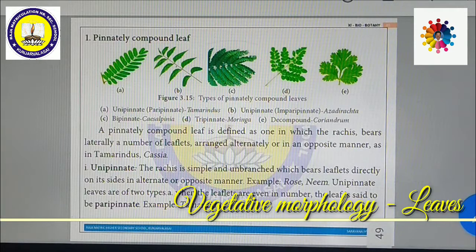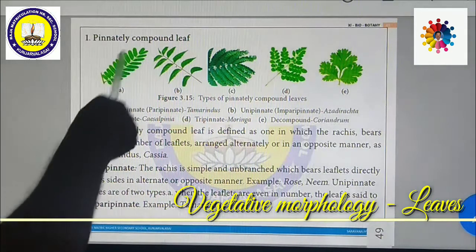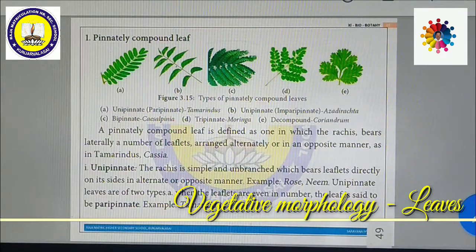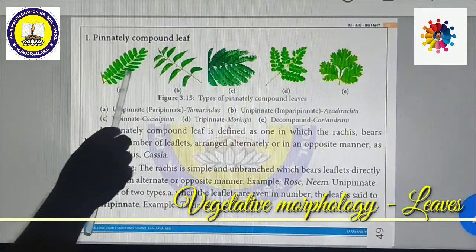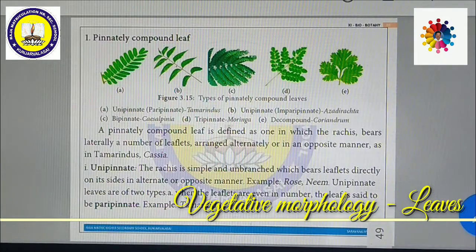A pinnately compound leaf is defined as one in which the rachis, the main midrib, bears laterally a number of leaflets arranged either in alternate manner or in opposite manner. See here, in every node there are 2 leaflets, so this is opposite. Here also opposite only. It may be either opposite or alternate, as in tamarind and cassia.